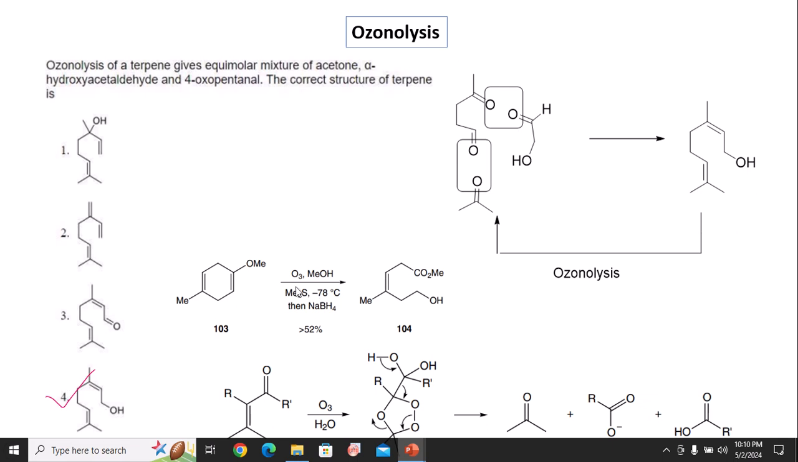Similarly, if we see the ozonolysis reaction on the partially reduced product of the cyclohexadiene derivative, the ozonolysis produces the ester and the aldehyde groups, and after reduction, chemoselectively the aldehyde group is reduced. Here the ester group remains intact. The abnormal ozonolysis reaction also takes place in case of the alpha-beta unsaturated ketones, where the alpha-beta unsaturated ketones undergo ozonolysis to form the ketone and the carboxylic acid derivatives.